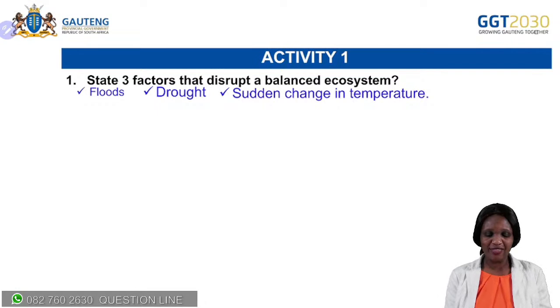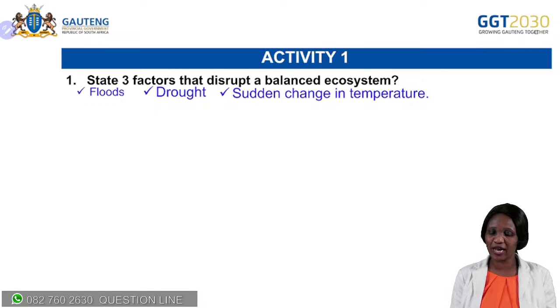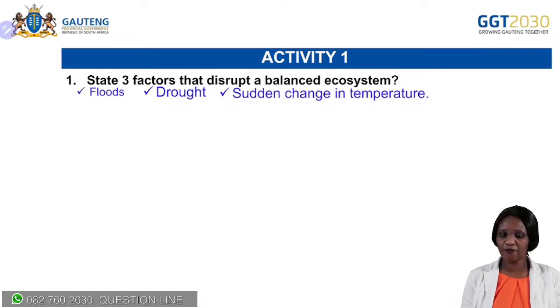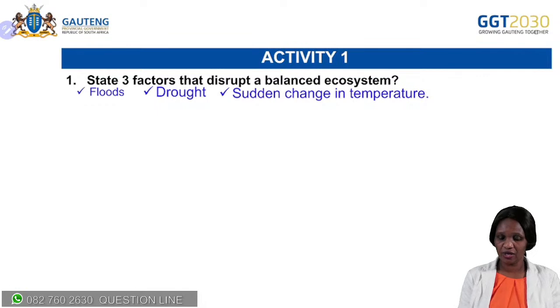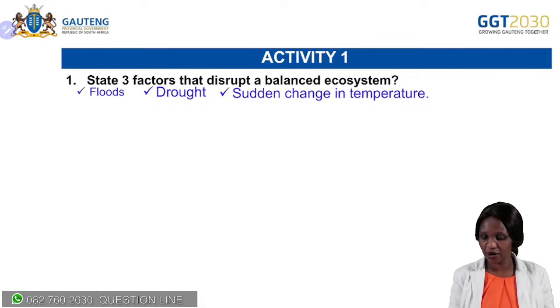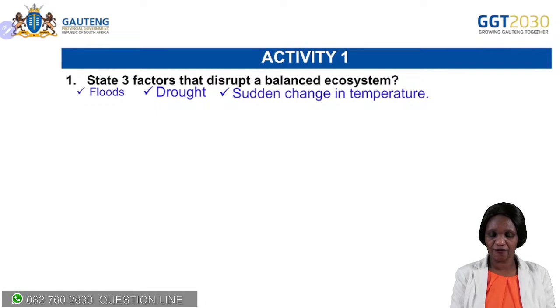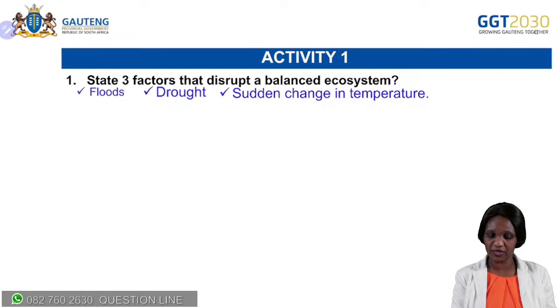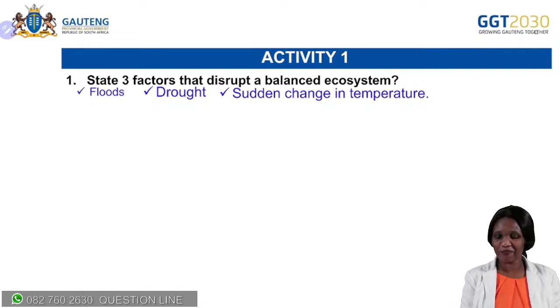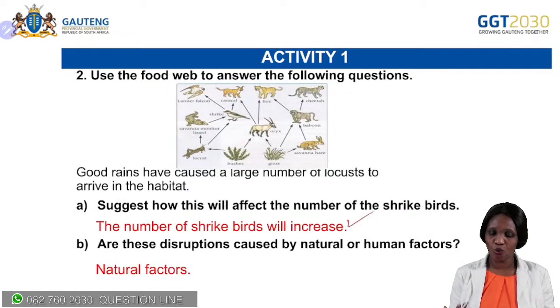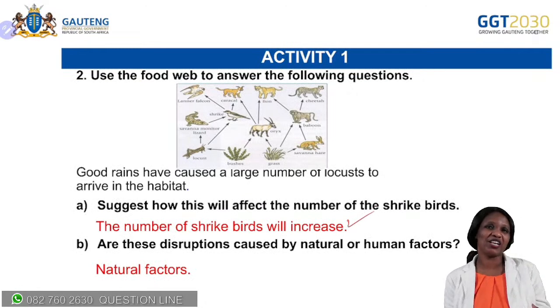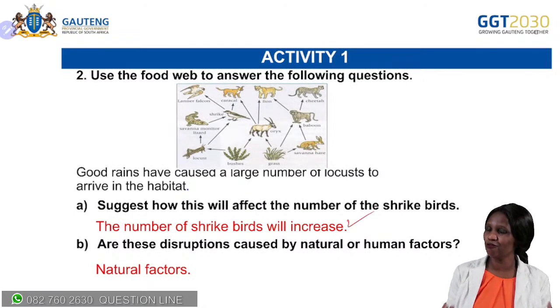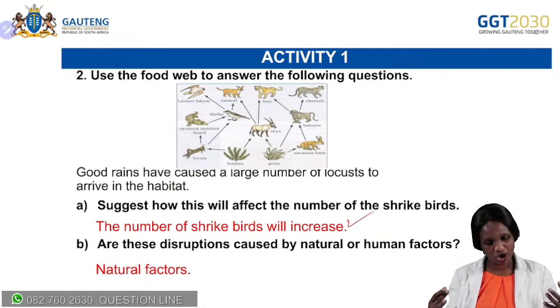All right. And then let's look at question number 2. Use the food web to answer the following questions. Suggest how this will affect the number of striped birds. All right. If good rains have caused a large number of locusts to arrive in a habitat, the answer is the number of striped birds will increase. They will increase. Why? Because there have been good rains. Therefore, it means there is a lot of food for these birds. Therefore, they are going to increase.